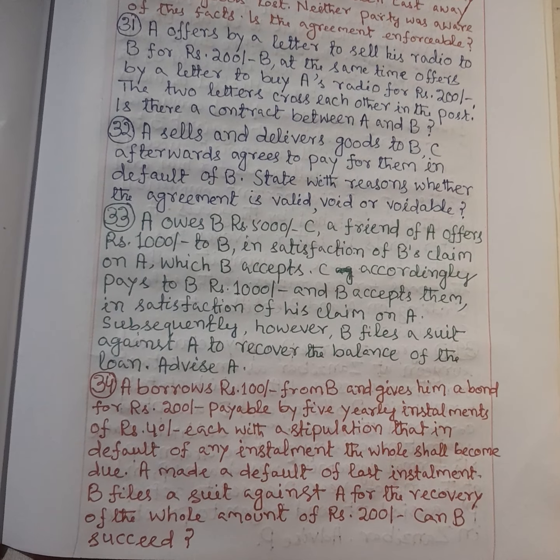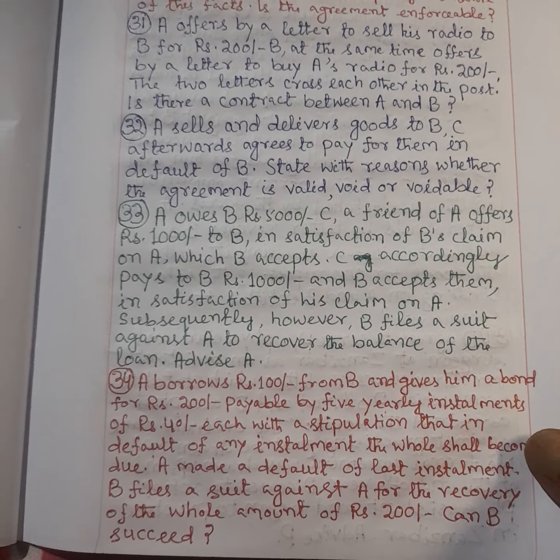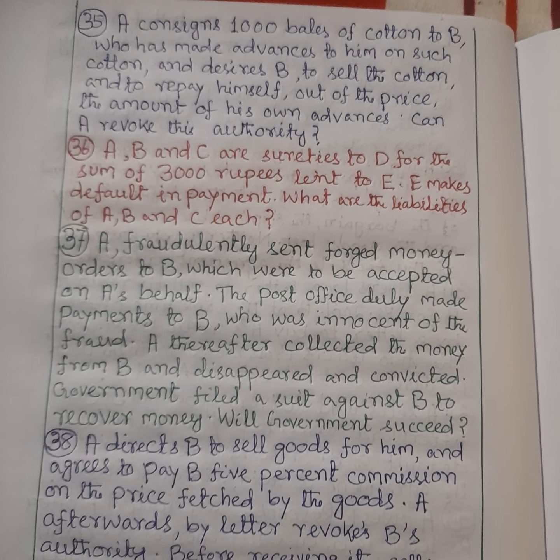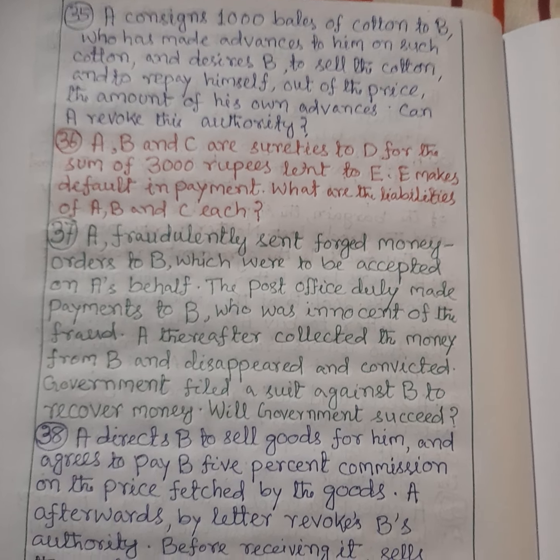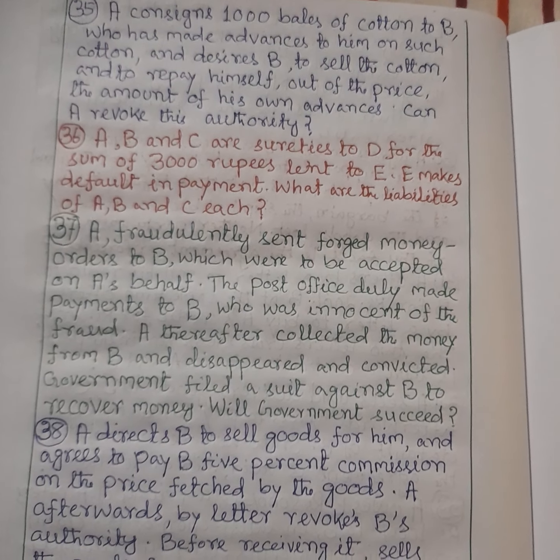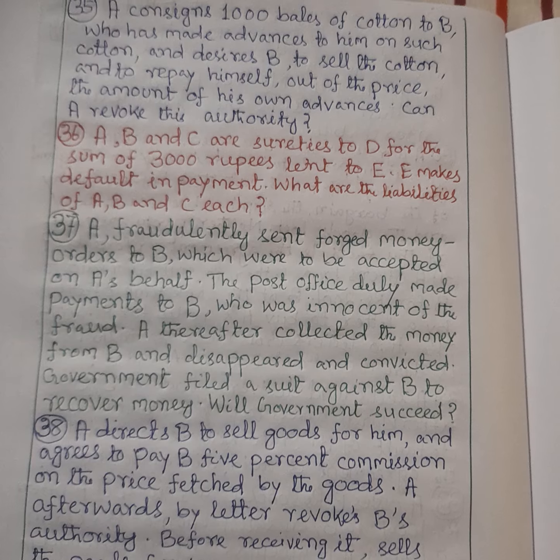So, we have completed almost the 34 problems relating to the law of contract, and now we'll go to the 35th problem, and that is: A consigns 1000 bales of cotton to B, who has made advances to him on such cotton and desires B to sell the cotton and to repay himself, out of the price, the amount of his own advances. Can A revoke this authority?